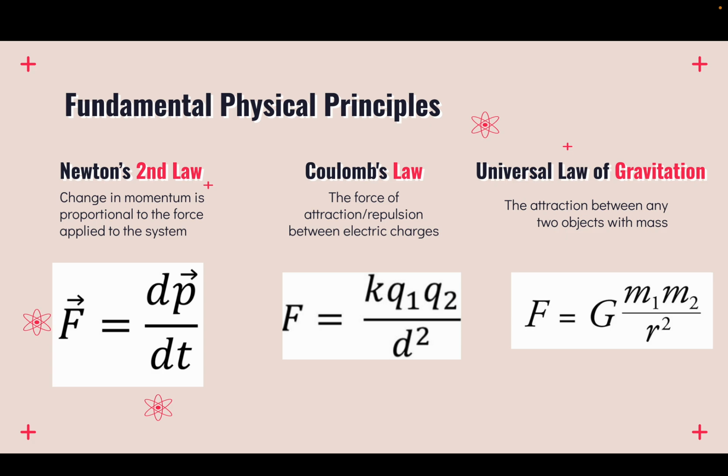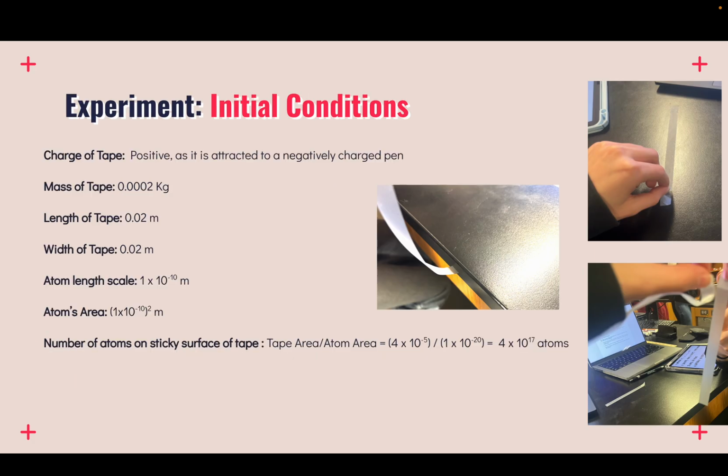The first fundamental physical principle we used was Newton's second law, which tells you that the force is proportional to the change in momentum. We also used Coulomb's law, which tells you the force of attraction and repulsion between electric charges, as well as the universal law of gravitation, which is the attraction between any two objects with mass, which usually can simplify down to F equals mg.